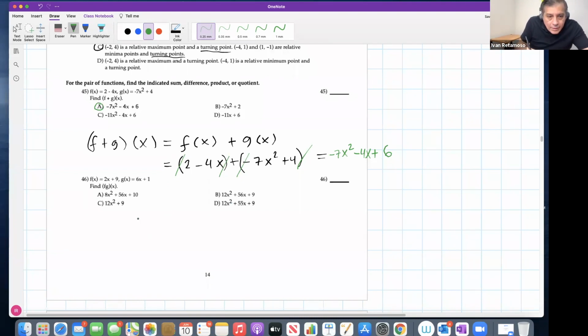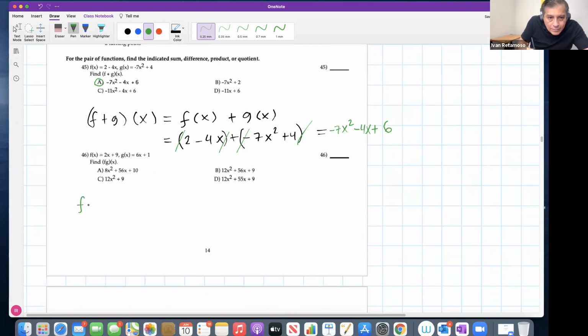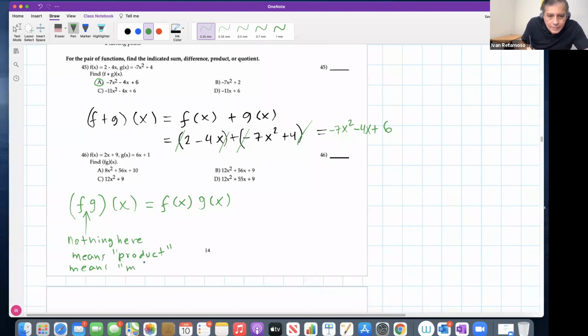What about figuring out the product of the 2 functions? If you have to figure out the product of 2 functions, you have to multiply the rules that define the 2 functions, right? Now you may say, Professor, how do you know it's product? Nothing here means product. Product means multiplication. If you don't see anything between the 2 functions, it means you should multiply the rules that define the 2 functions.